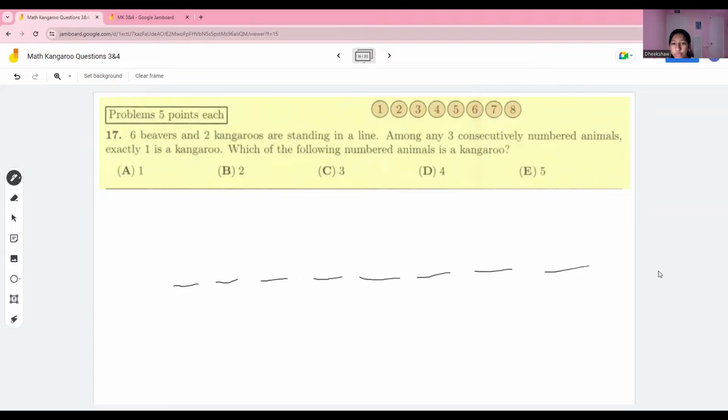What does that mean? For this problem, for the sake of simplicity, I'm going to be using the answer choices to explain. So for example, if the animal in placement 1 was a kangaroo, it would go as kangaroo, beaver.